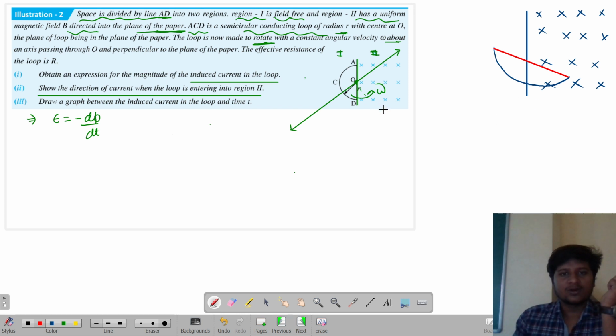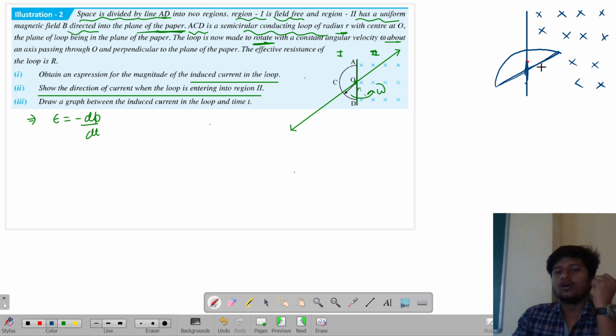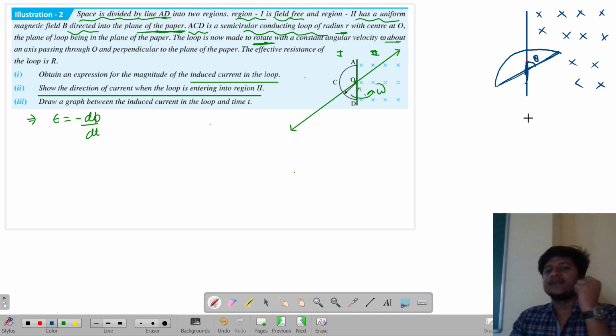It is rotating in which way, anti-clockwise or clockwise? Make it rotate in the clockwise direction. So if it starts to rotate in the clockwise direction, how will it rotate? The loop will be like this way, yes or no? And it will make some angle theta with the vertical, the x-axis or y-axis, whatever you consider. Now look over here.